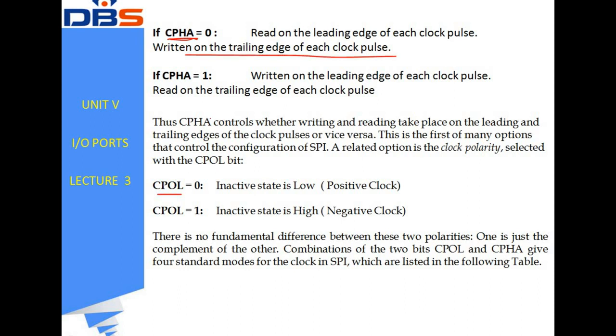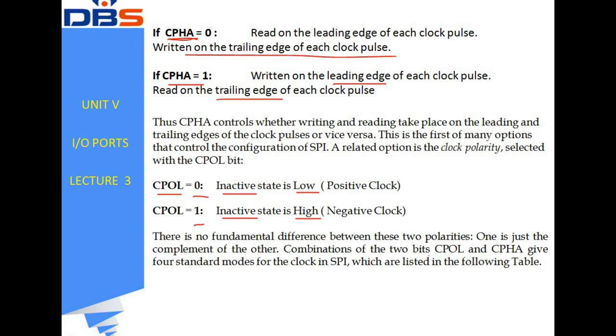I'll discuss this in the next slide. If clock polarity is high, then writing will be done on the leading edge and reading will be done on the trailing edge, that is the falling edge. If clock polarity is 0, the inactive state is low, and if clock polarity is 1, the inactive state is high. That means there is no fundamental difference between these two polarities; one is just the complement of the other, 0 and its complement 1.